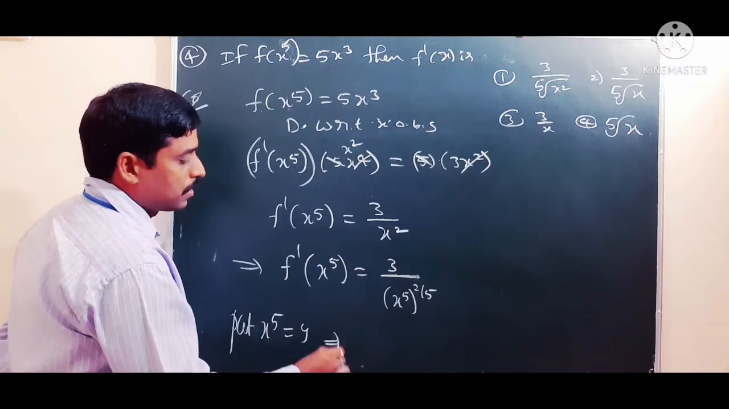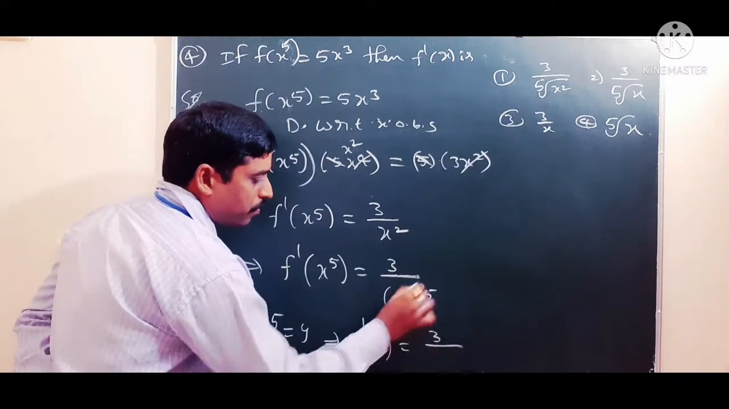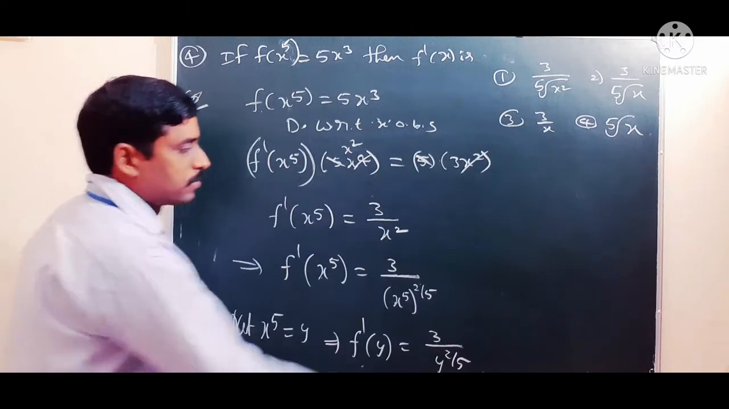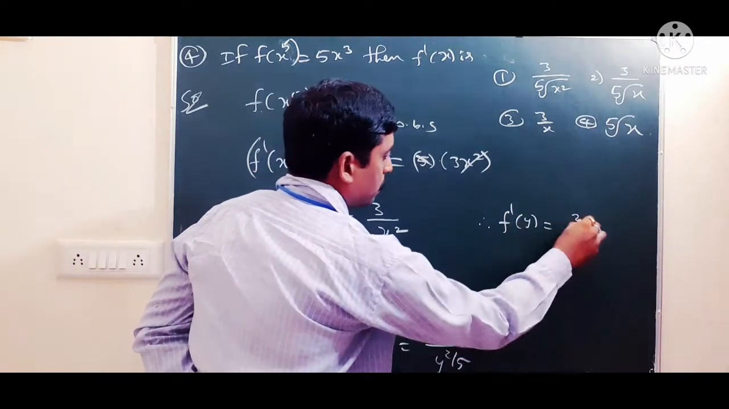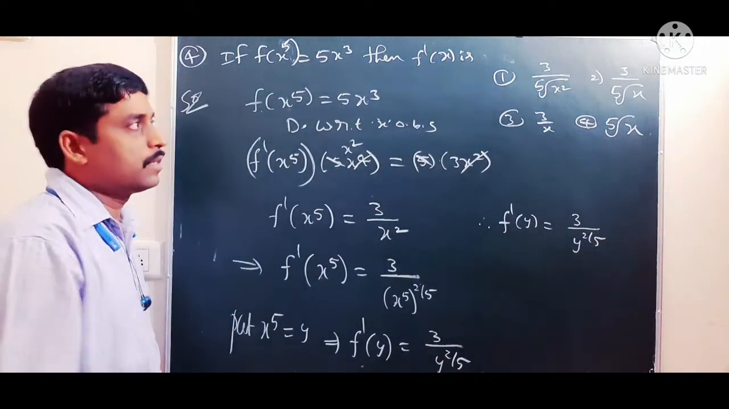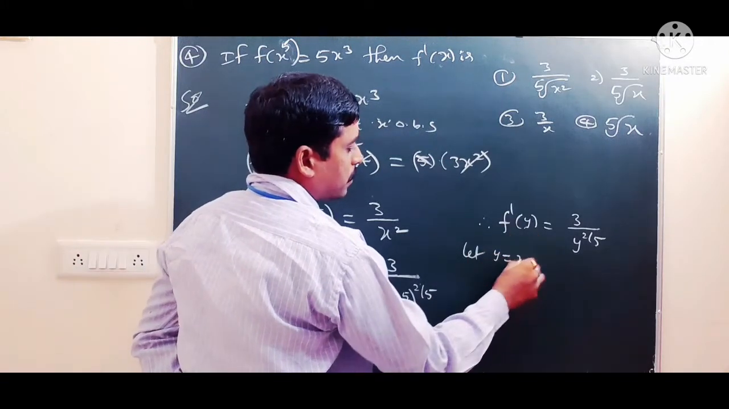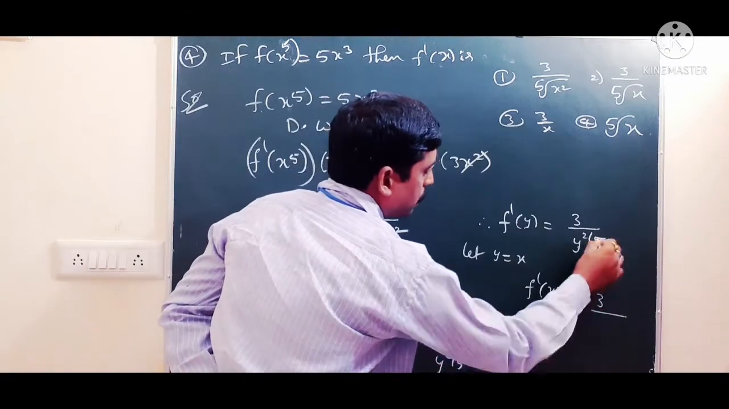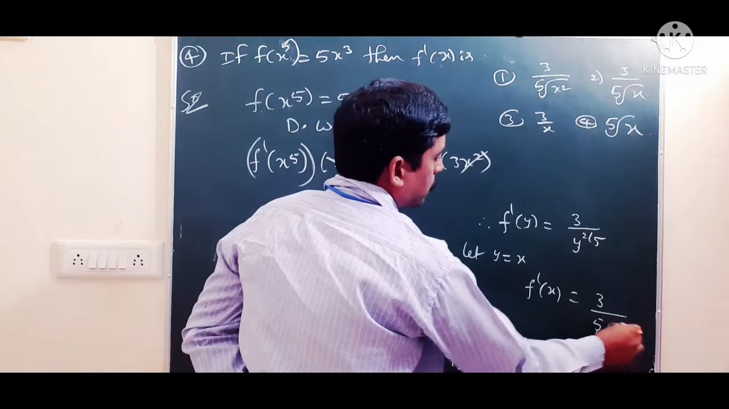So this is f dash of y equal to 3 by y to the power 2 by 5. So what we got is f dash of y is equal to 3 by y to the power 2 by 5. But our target is f dash x. So let us take y is equal to x. So f dash x is equal to 3 by x to the power 2 by 5. X to the power 2 by 5 means the fifth root of x square.